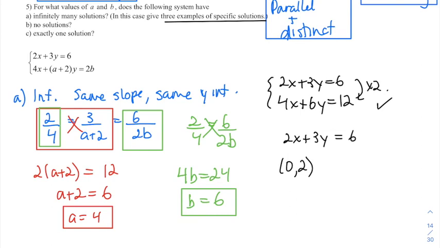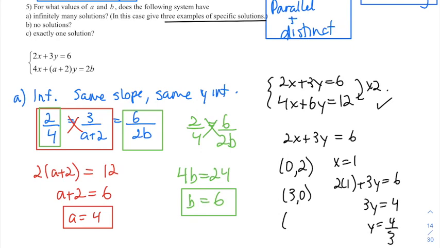Also, now why don't I make y 0? So (3, 0) is going to work. If I sub x equals 1 into this equation, okay, another value is (1, 4/3). So all 3 of these points are on this overlapping line.